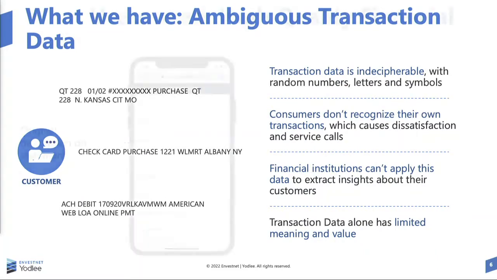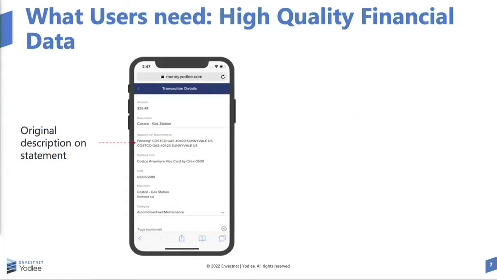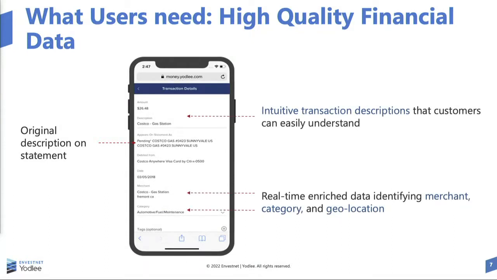So if the problem statement is clear now, what would an end user need? Ideally, as an end consumer of this data, you would want a clearly defined merchant. If you look at the transaction description on the screen, rather than looking at that big string of numbers and letters with some cryptic message, you would want to know that this was, in this example, a transaction at a Costco gas station in Fremont, California. And it was a category of automotive, not the retail part of it. And you would want that updated in real time onto your screen.